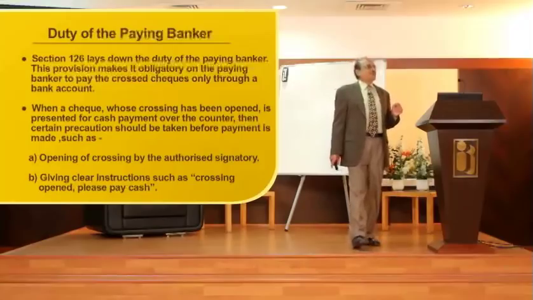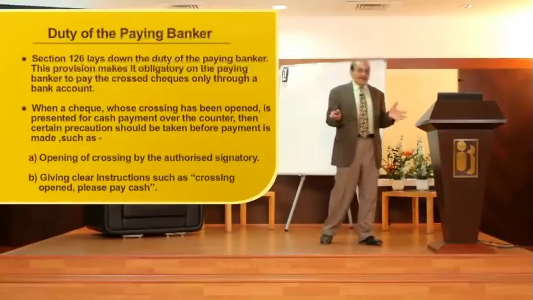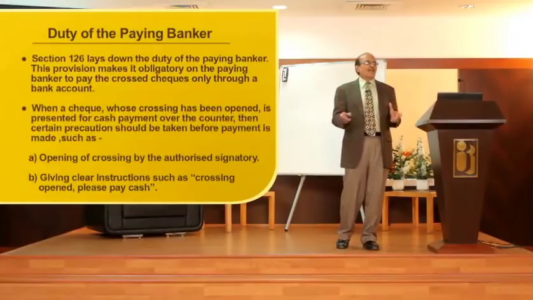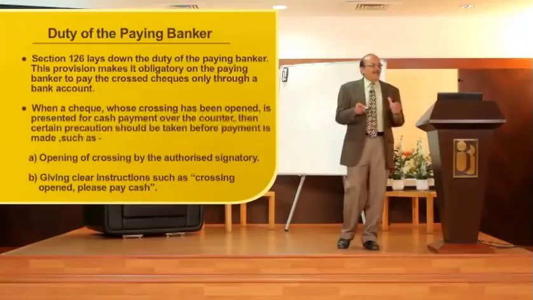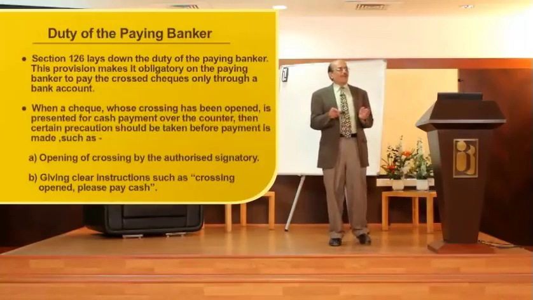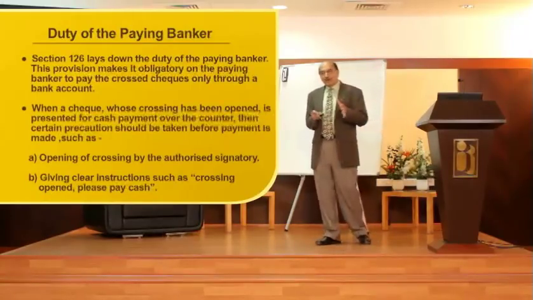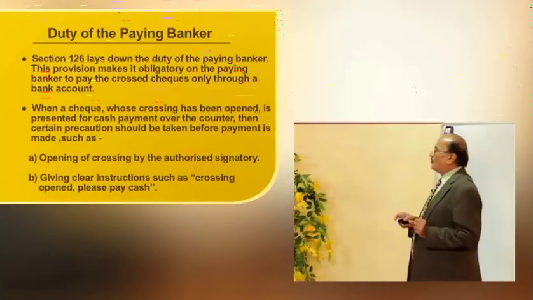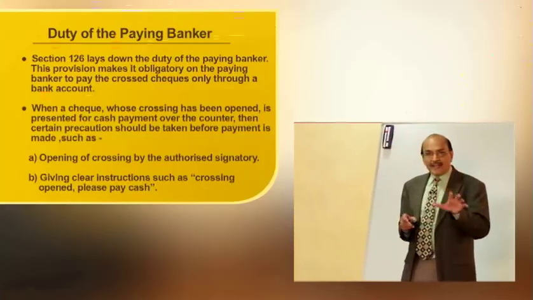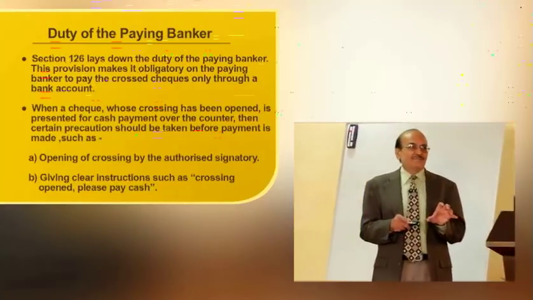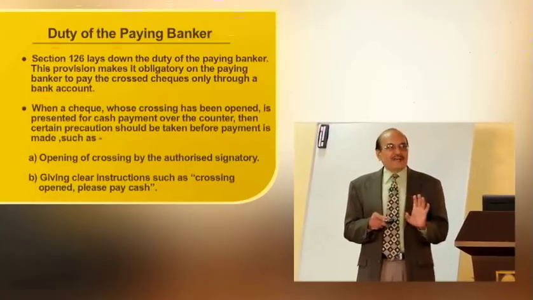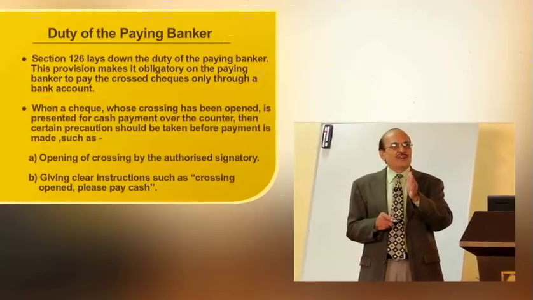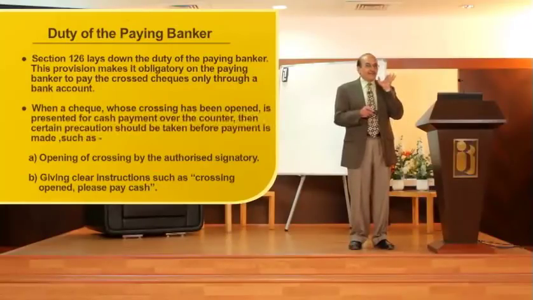Sometimes a client comes and cancels the crossing on a check. That is called opening of the crossing. When it is presented for cash payment over the counter, the banker will have to take certain precautions before making payment. What are those precautions? One, opening of crossing is authorized by the signatory of the check. Clear instructions should be there: crossing open, please pay cash, and the payment is made to the drawer of the check only and not to anyone else.